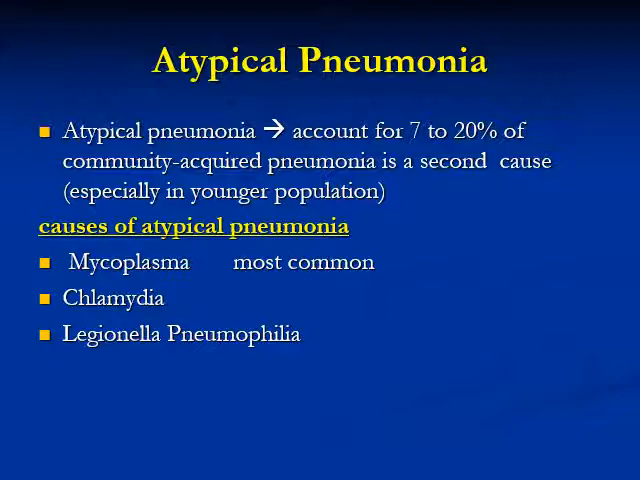So that is why it is called atypical pneumonia. And the microorganisms are also atypical. These microorganisms are not cultured by routine culture. For diagnosis, it needs serological diagnosis, detection of antigen and antibody in the blood and the urine.